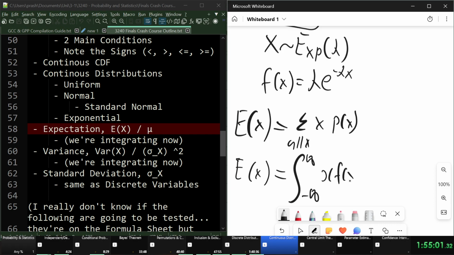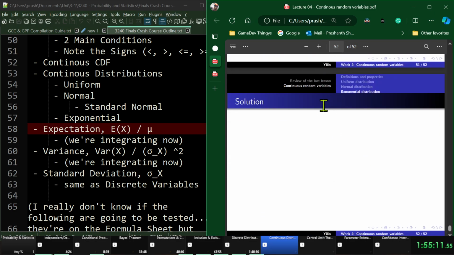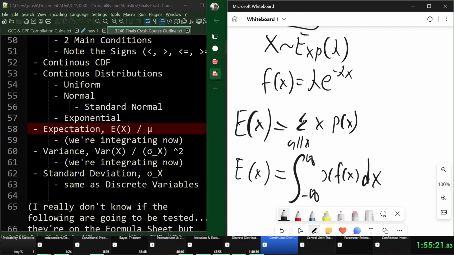In this case, it's f of x. Once again, we're not integrating, but I'll just let you know that this is what the formula for expectation is. Which doesn't seem to be here. Oh, it's here. From its min to its max, value times probability. Just the same as it's always been, except instead of a sigma, you've got an integral sign.